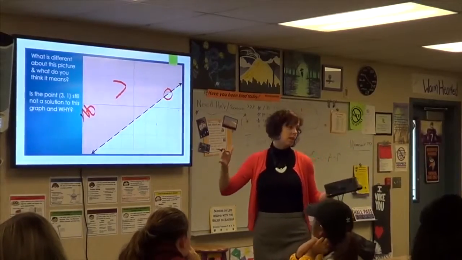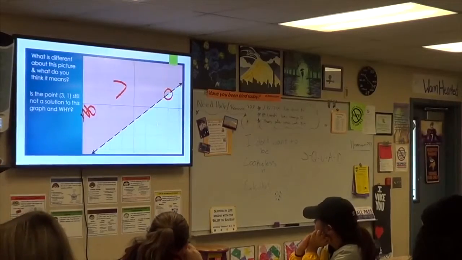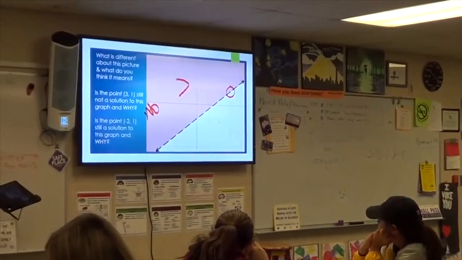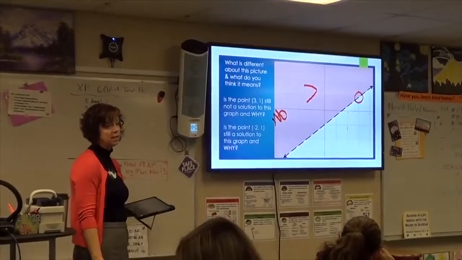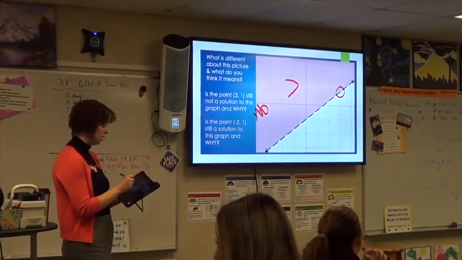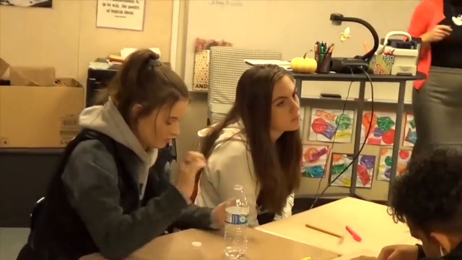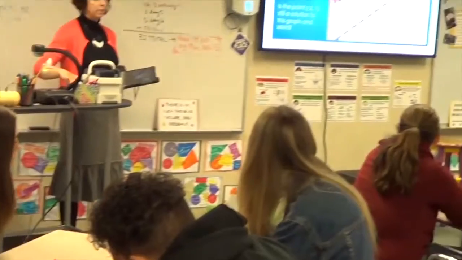Because it's not equal to and it's on the line. Yes. Okay, so here is the next question about this. Do you think the point -2,1 is still a solution to this graph? What do you think? Okay, I'm hearing that people are coming to this one pretty quickly.